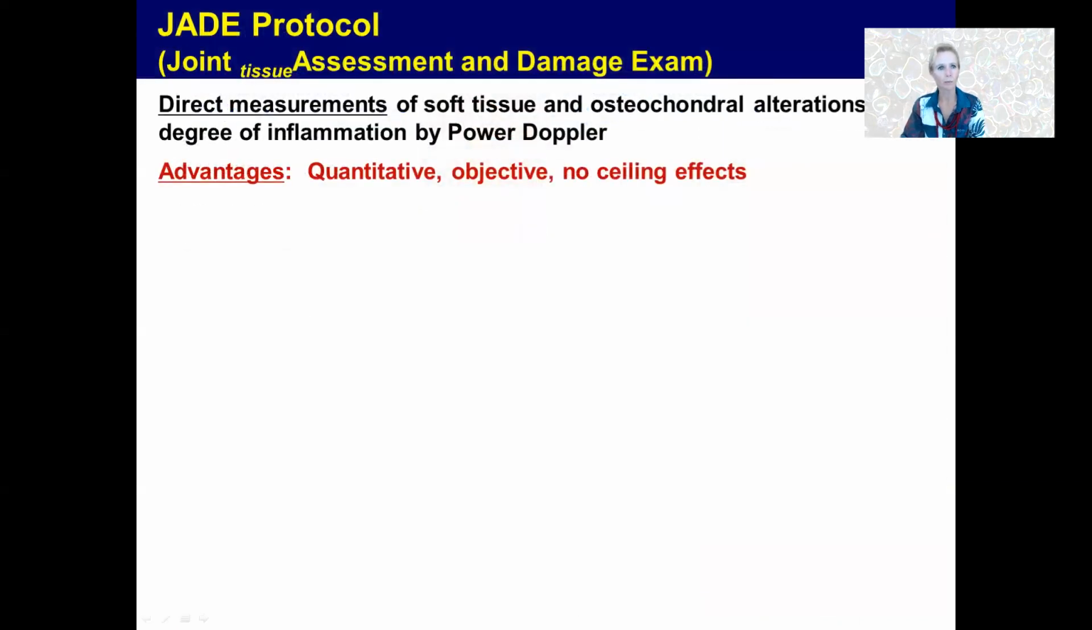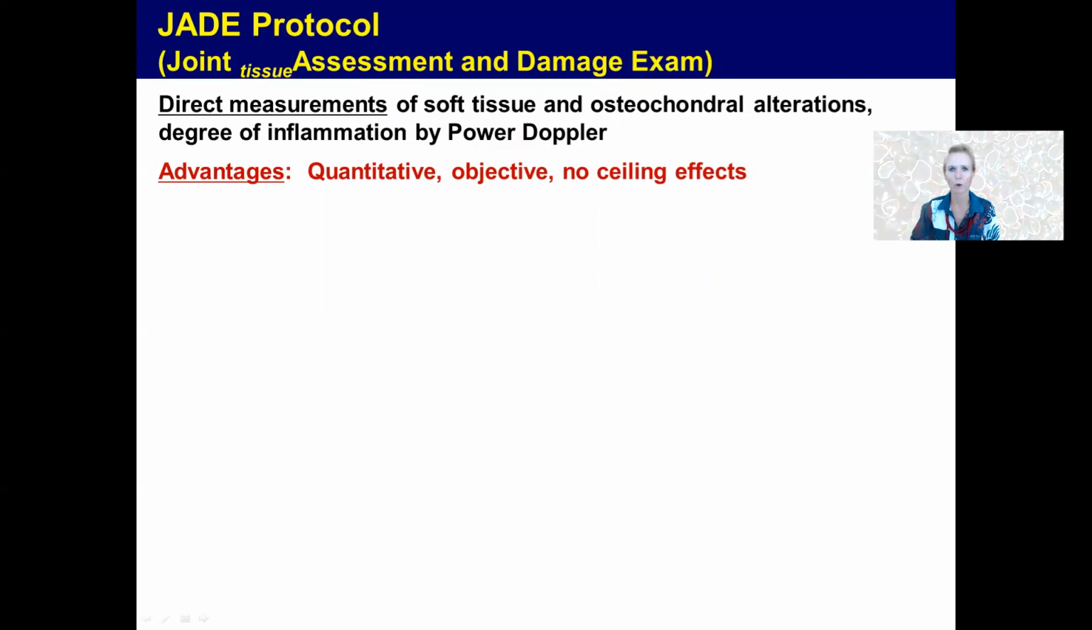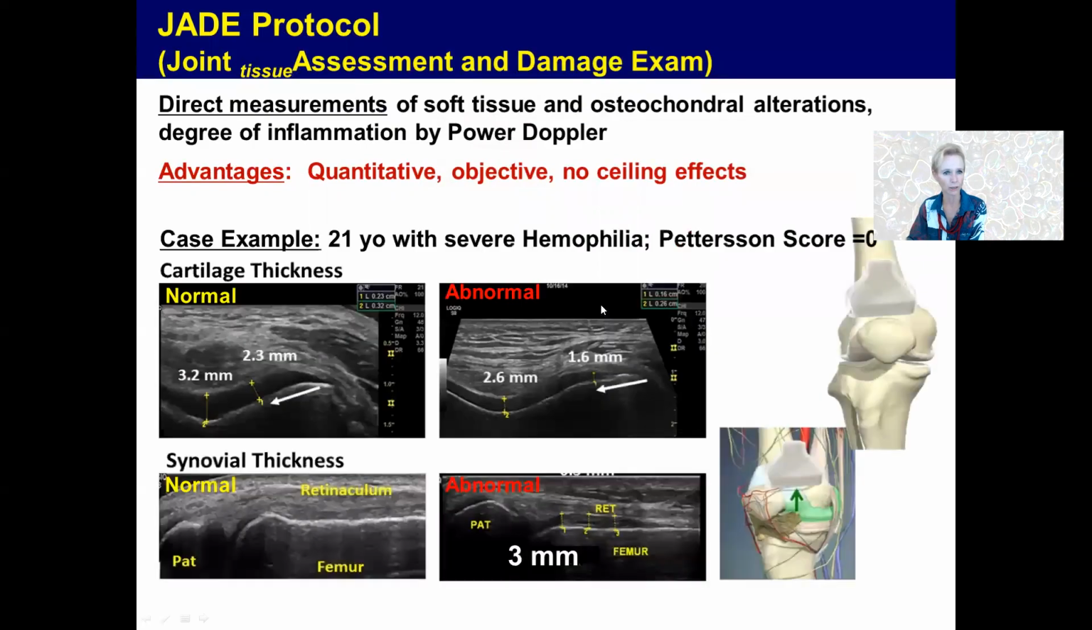So let's stick a little bit with the JADE protocol. There are also other lectures featuring and explaining the protocol, but in essence, it provides direct measurements of soft tissue and osteochondral alterations and the degree of inflammation by power Doppler. The advantages are clearly it's quantitative, it's objective, and there are no ceiling effects, and it can be individualized to the disease of the patient. So, to give you a case example.